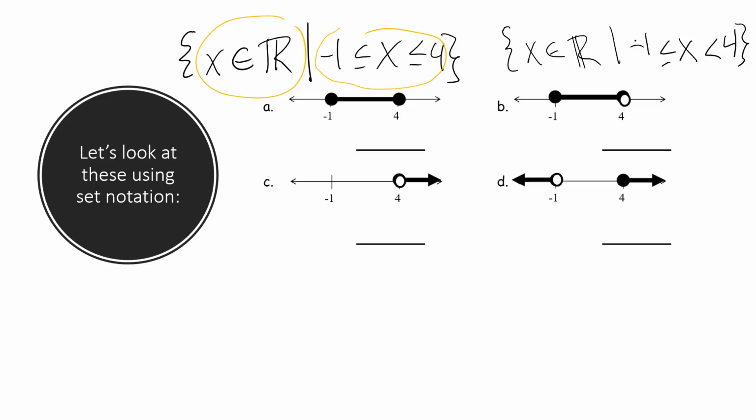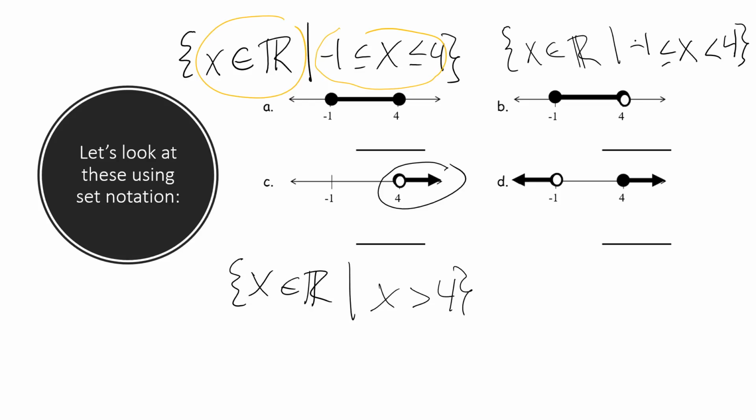All right, let's get C. In C, we have all the values of x greater than 4, but excluding 4. So we have x is an element of all real numbers such that x is going to be greater than 4. That's it.